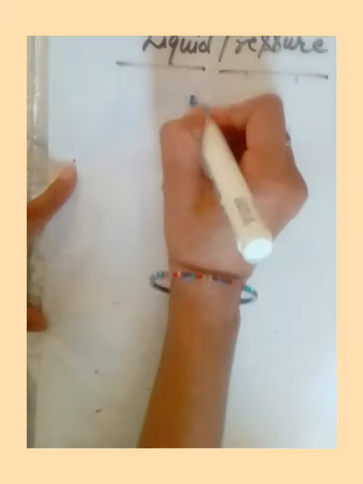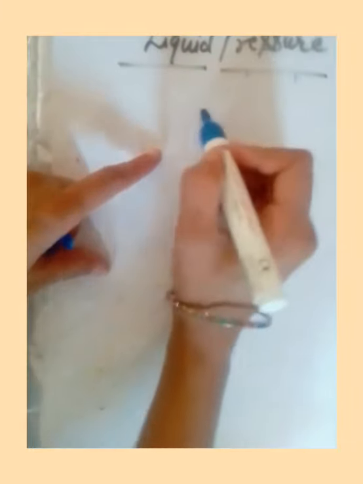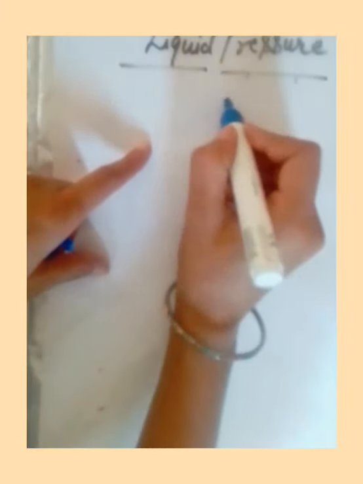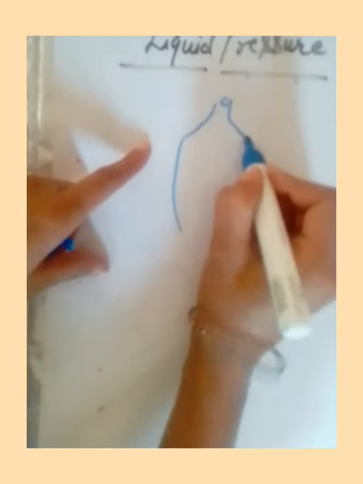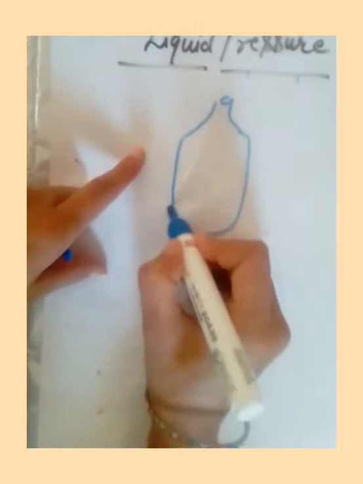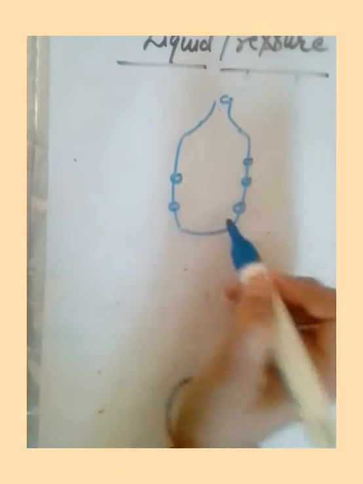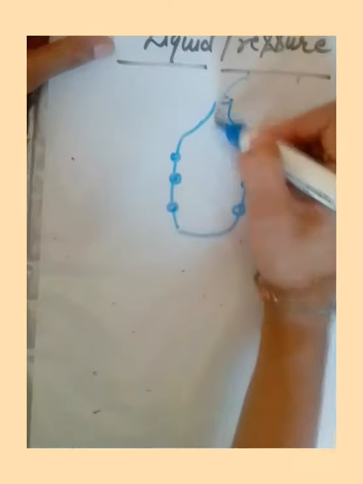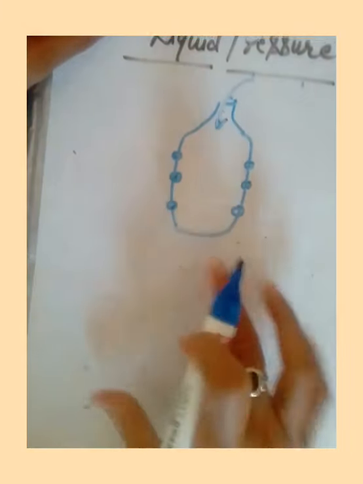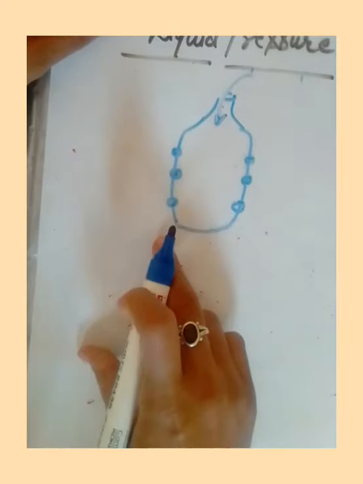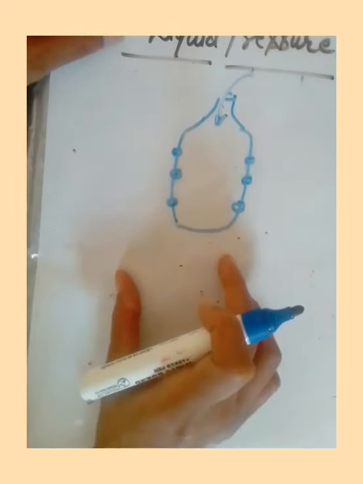For this, you can take any container or any plastic pipe, say a cold drink bottle. In that bottle you can put holes, three or four holes here. Now add water in this bottle. You can take a large cold drink bottle for performing this activity.